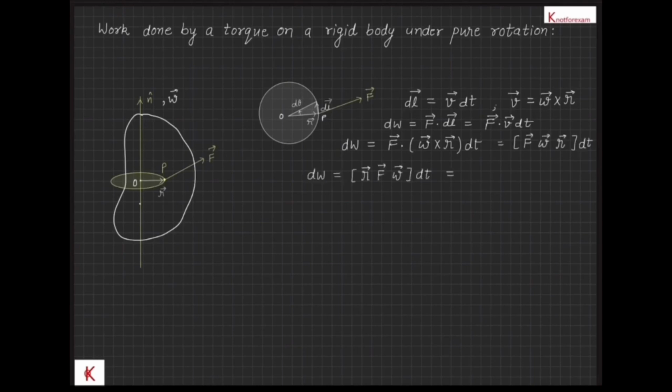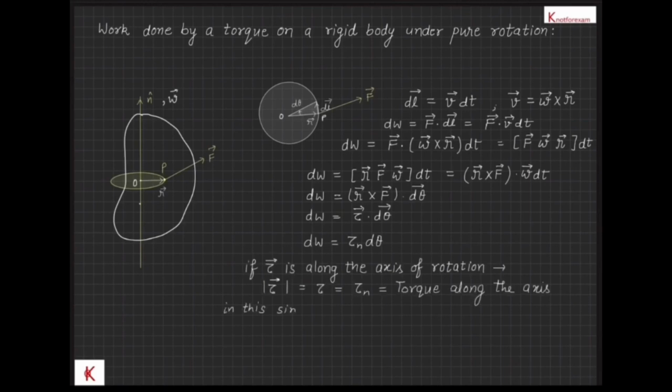Omega vector into dt is equal to the angular displacement d theta vector, and r vector cross F vector is equal to tau vector. Therefore dW will be tau vector dot d theta vector, which is equal to tau_n into d theta, where tau_n is the component of the torque vector along the d theta vector or omega vector, that is along the axis. If tau vector is along the axis, then the magnitude of torque will be equal to the magnitude of torque along the axis, and in this simple case dW will be equal to tau into d theta.